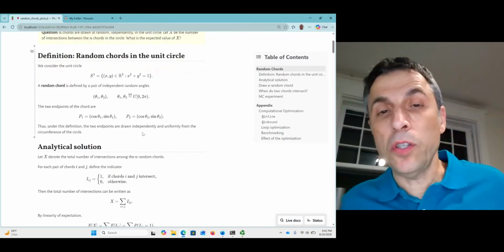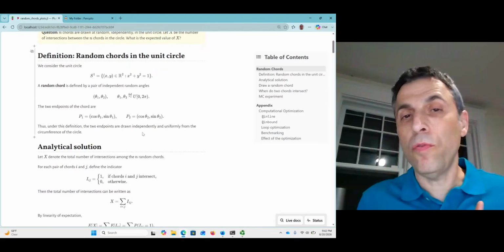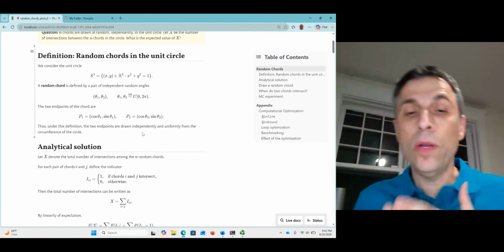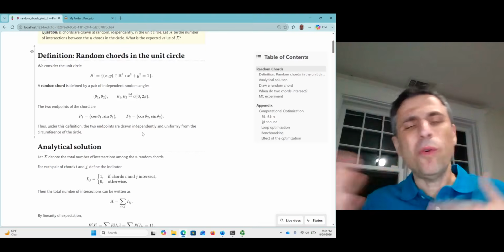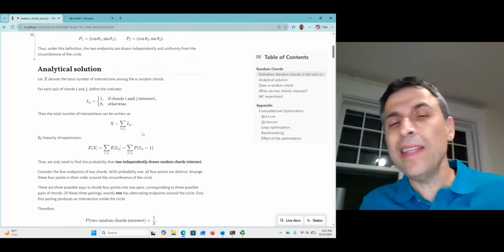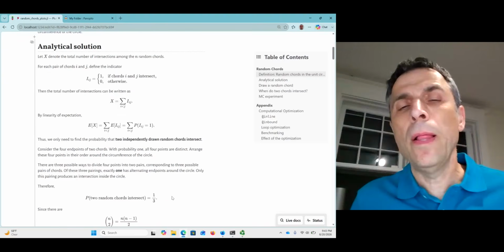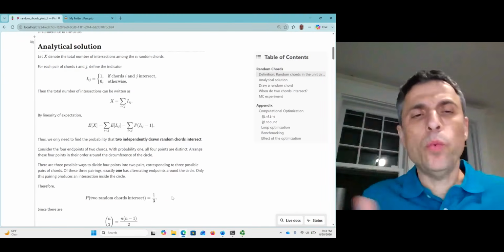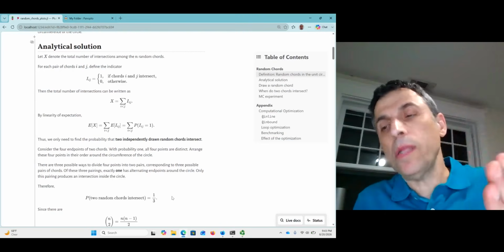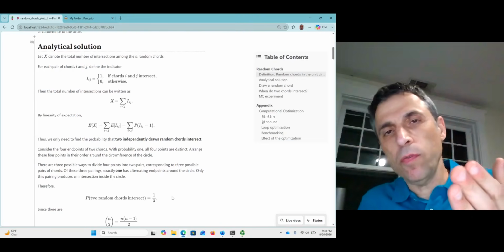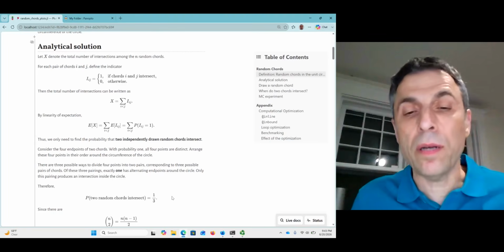Okay, so how many intersections will there be? First of all, we need to figure out, for any pair of two random chords, what's the probability of them intersecting. There is an analytical solution here, and I'm not going to go over it. The answer is 1/3, and the hand-waving reason for it is that the second chord that we draw can be on this side of the first chord, on the other side, or the third option is that they intersect.